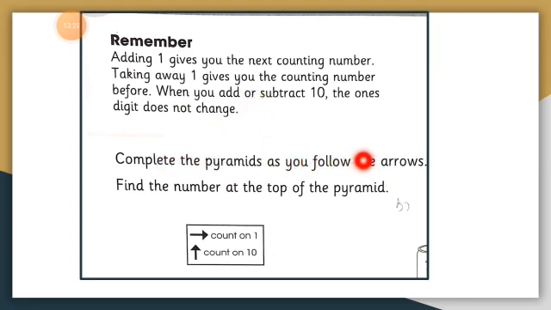Complete the pyramid as you follow the arrows. Find the number at the top of the pyramid. When you are going to solve the pyramid, keep in mind the direction of the arrows. Move to the next slide now.